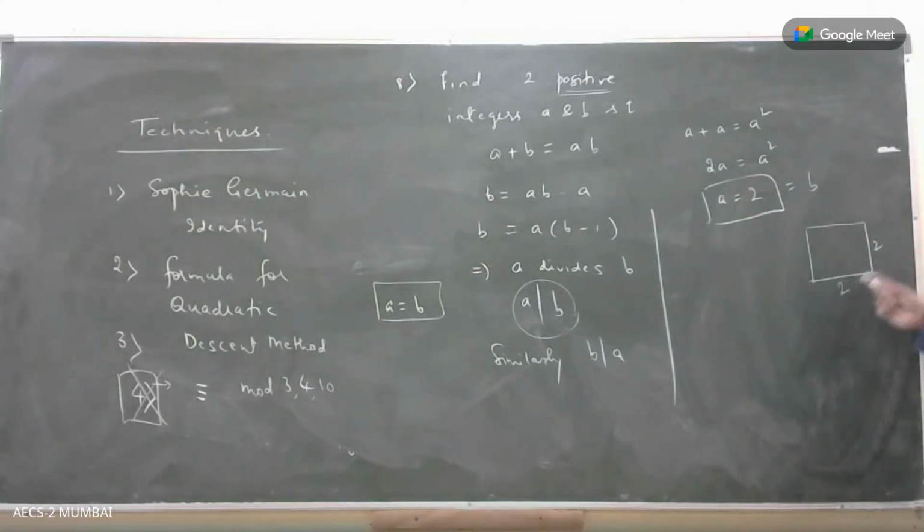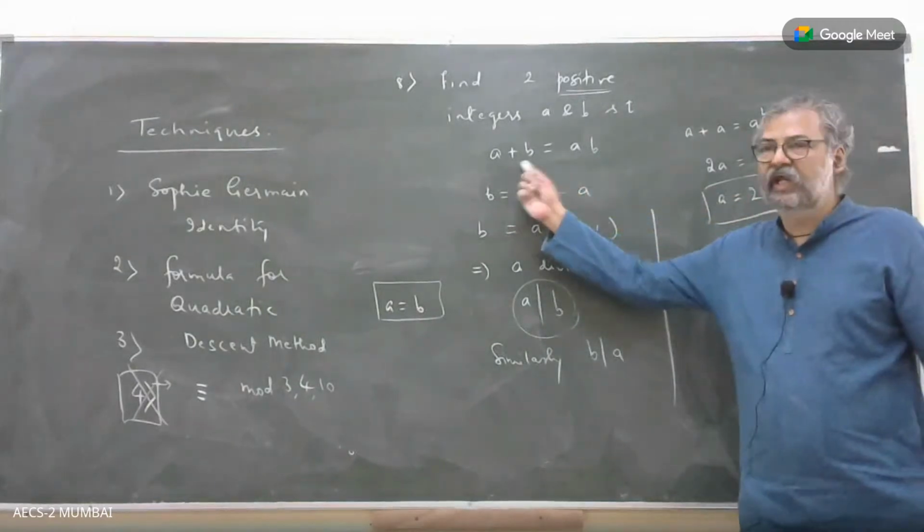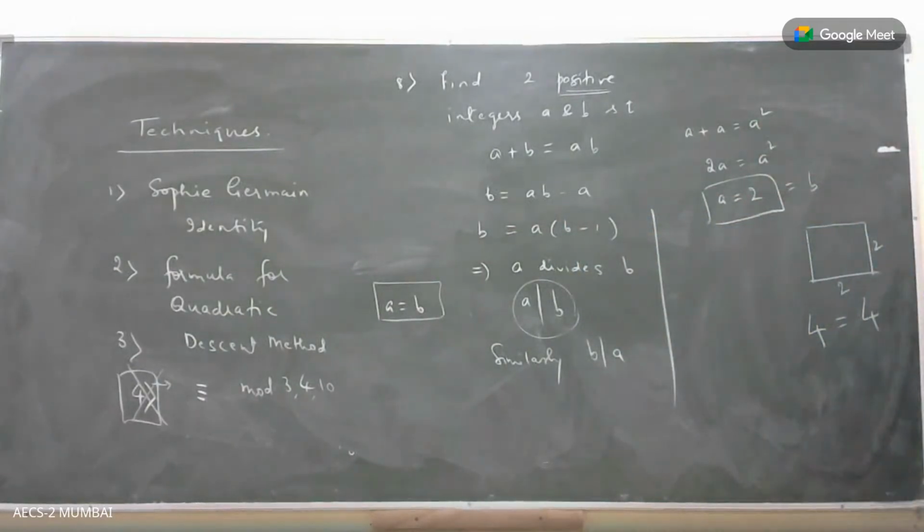So if the sides are 2 and 2, the perimeter turns out to be 8, the semi-perimeter turns out to be 4, and the area turns out to be 4. So semi-perimeter equals area. That's the geometric understanding of the problem. Okay.